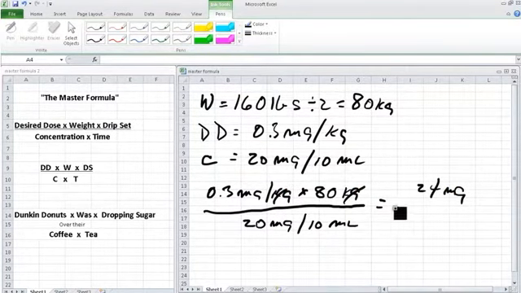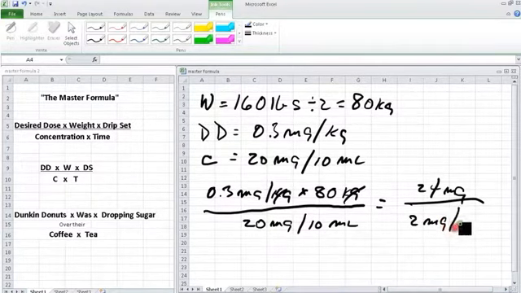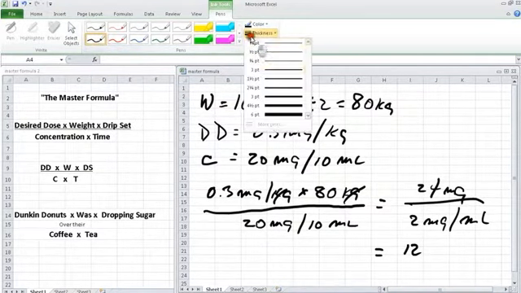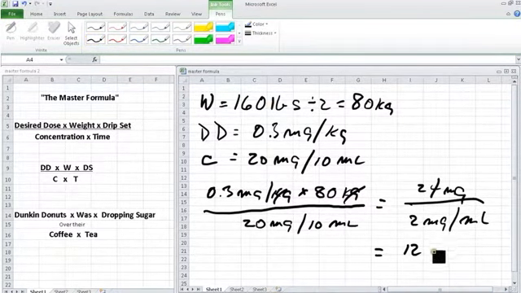The kilograms cross off. Here we'll simplify this to get it into milligrams per ml, so this works out to be 2 milligrams per ml. I'm going to just divide each side by 10. And so the final answer is 12 milliliters. Milligrams cross off.